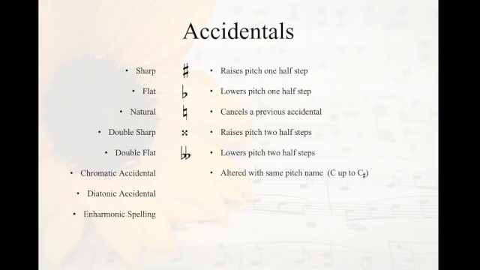Now that C sharp, remember, has an enharmonic spelling. So if I go from C up to D flat, your book describes that as being a diatonic accidental.